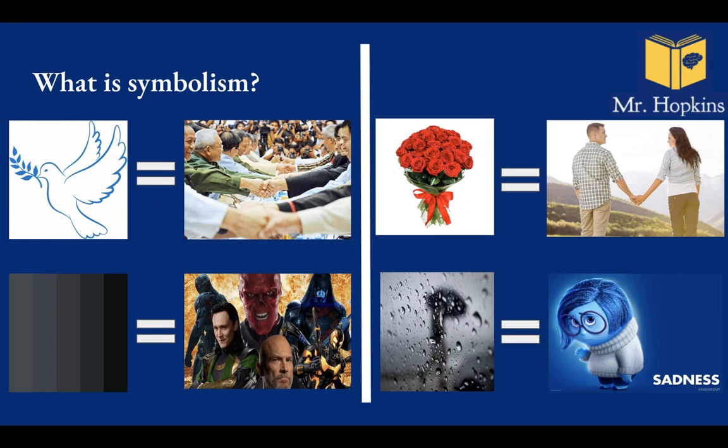Now, all of these pictures, be it peace, evil, love, and sadness, are abstract ideas. You cannot touch them. You can't hold them in your hand. You can't hold peace, you can't hold evil, you can't hold love or sadness. But you can physically touch or physically see a dove, something black, a red rose, or rain. Therefore, symbolism is an easy way to use something literal, something real, something concrete, to explain something abstract.